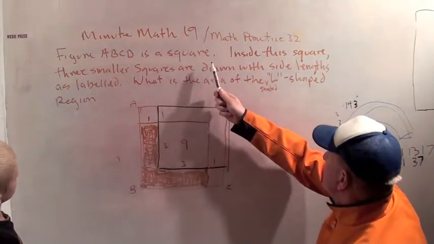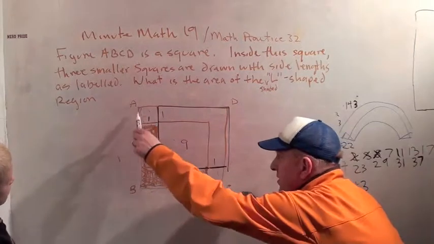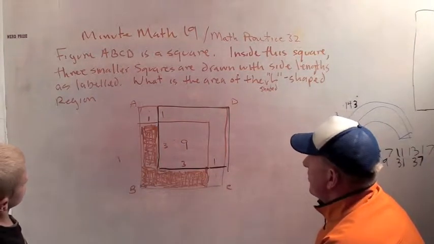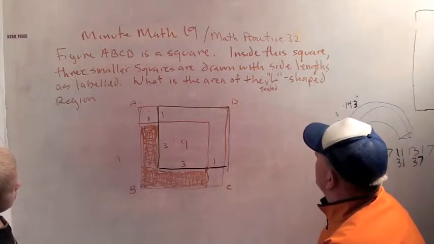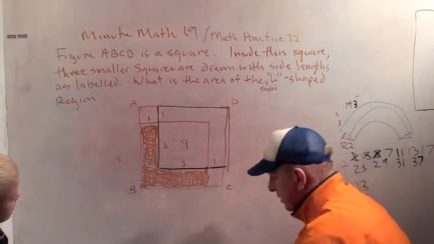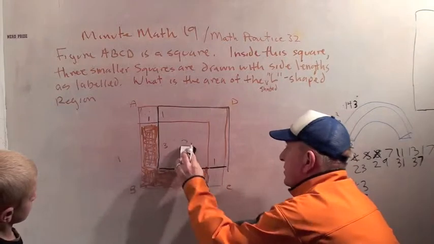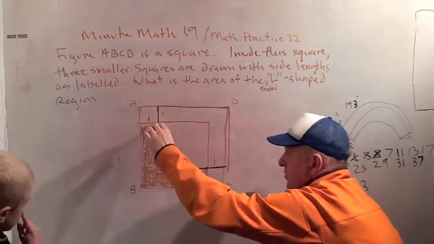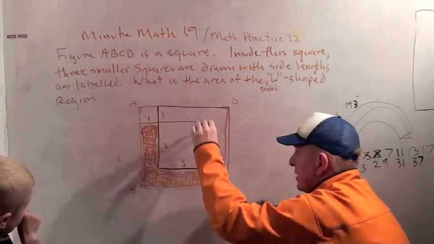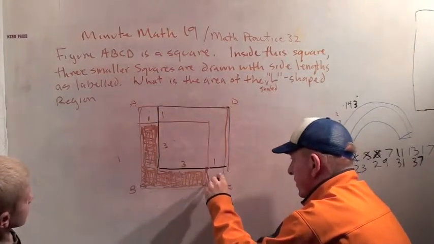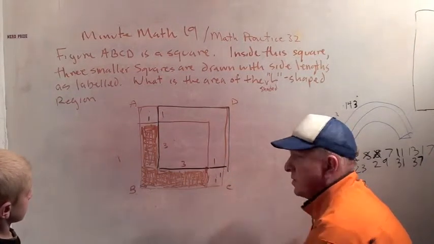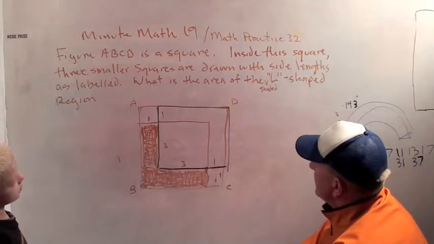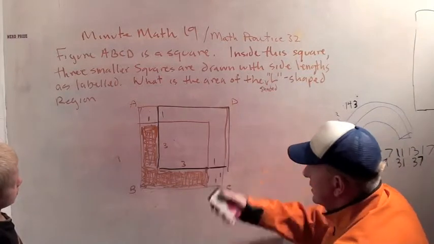Figure ABCD is a square. Do you see this big square here? Inside this square are three smaller squares, drawn with side lengths shown. Sorry, I don't have some of this stuff your brother and I wrote. Here's one square with side length 1. Here's one square with side length 3. And here's one square with side length 1. You see those? What is the area of the L-shaped shaded region?